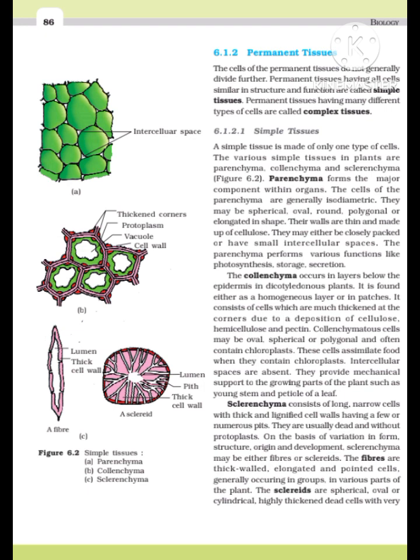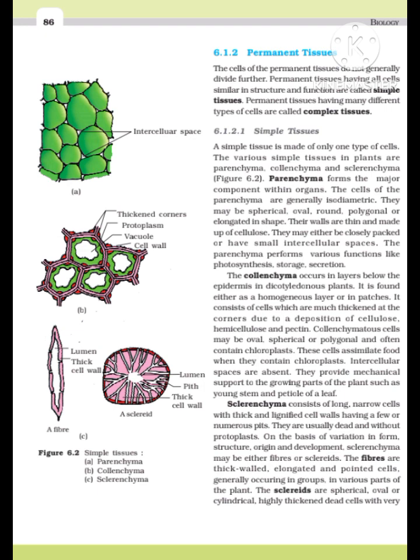Parenchyma forms the major component within organs. The cells of the parenchyma are generally isodiametric. They may be spherical, oval, round, polygonal, or elongated in shape. Their walls are thin and made up of cellulose. They may either be closely packed or have small intercellular spaces. The parenchyma performs various functions like photosynthesis, storage, secretion.